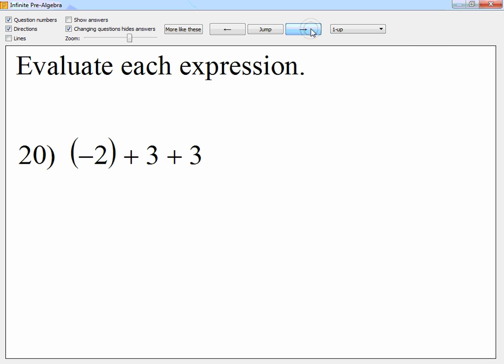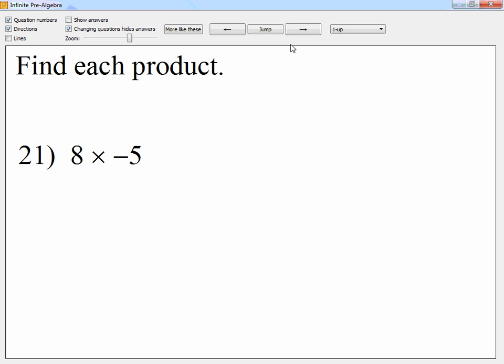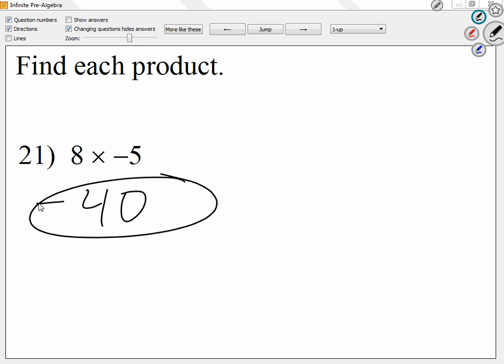Looking at number 21. For multiplication, first I'm going to go with my numbers. 8 times 5, I know it's 40. Now for the sign, in multiplication or division, it doesn't matter which one is bigger, like it does for addition and subtraction. I said that for addition and subtraction, keep the sign of the larger one. But for multiplication and division, it does not matter. If the signs are different, like in our case, the sign is negative. If the signs are different, for multiplication or division, it's negative. If they're the same, then it's positive.